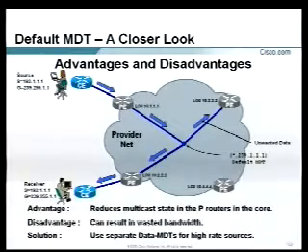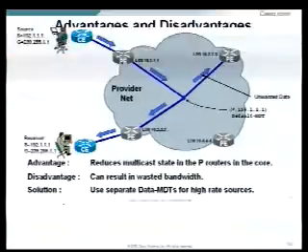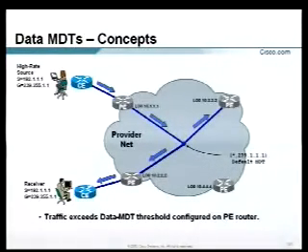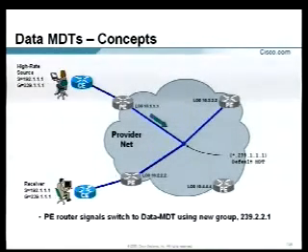One of the solutions that you could do, that we've done, is to use a separate data MDT for high rate sources. What that would mean is that when the multicast traffic is forwarding across this default multicast distribution tree, MDT, it would exceed a certain configurable threshold on the PE router that's connected to the high rate source. The PE router would send a control packet to all the other PE routers, signaling that if you have receivers that are interested in a particular source, please send a join to me, and we're going to use a new group, 239.2.2.1.